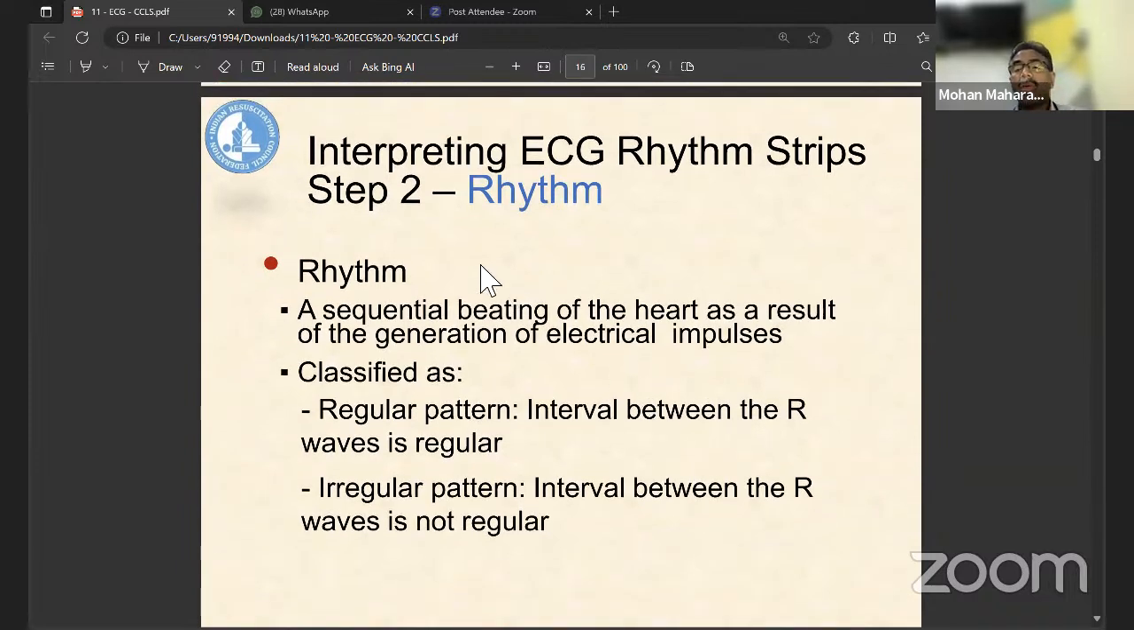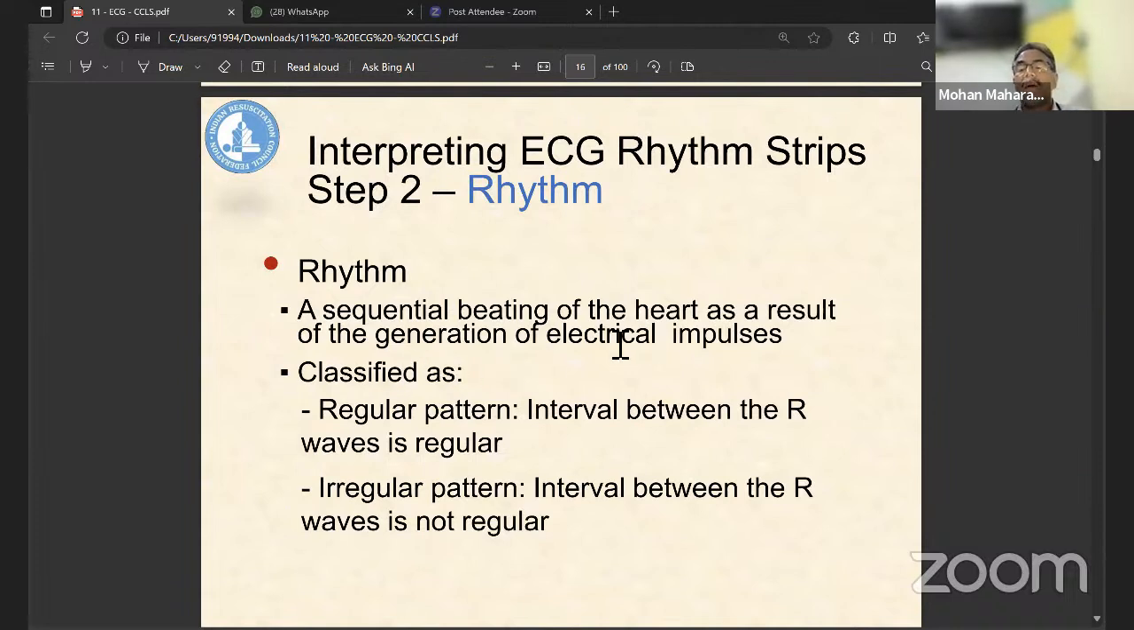So now we got the rate. Now we look at the rhythm. What is the rhythm? Whether it's properly regular, we understand the rhythmic situation. When you have music, it's very rhythmic, so beat to beat is properly there. So here, it is the sequential beating of the heart as a result of the generation of electrical impulses.